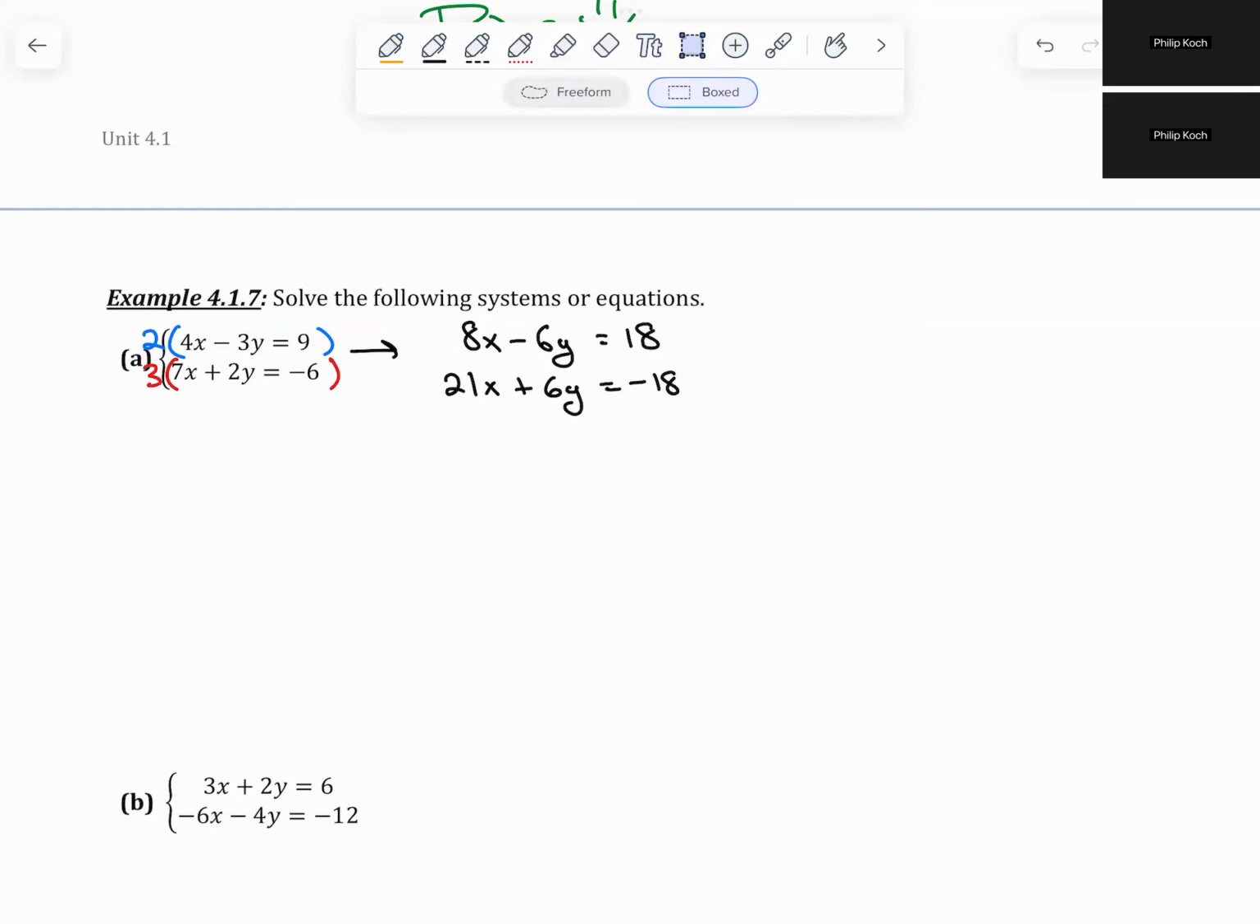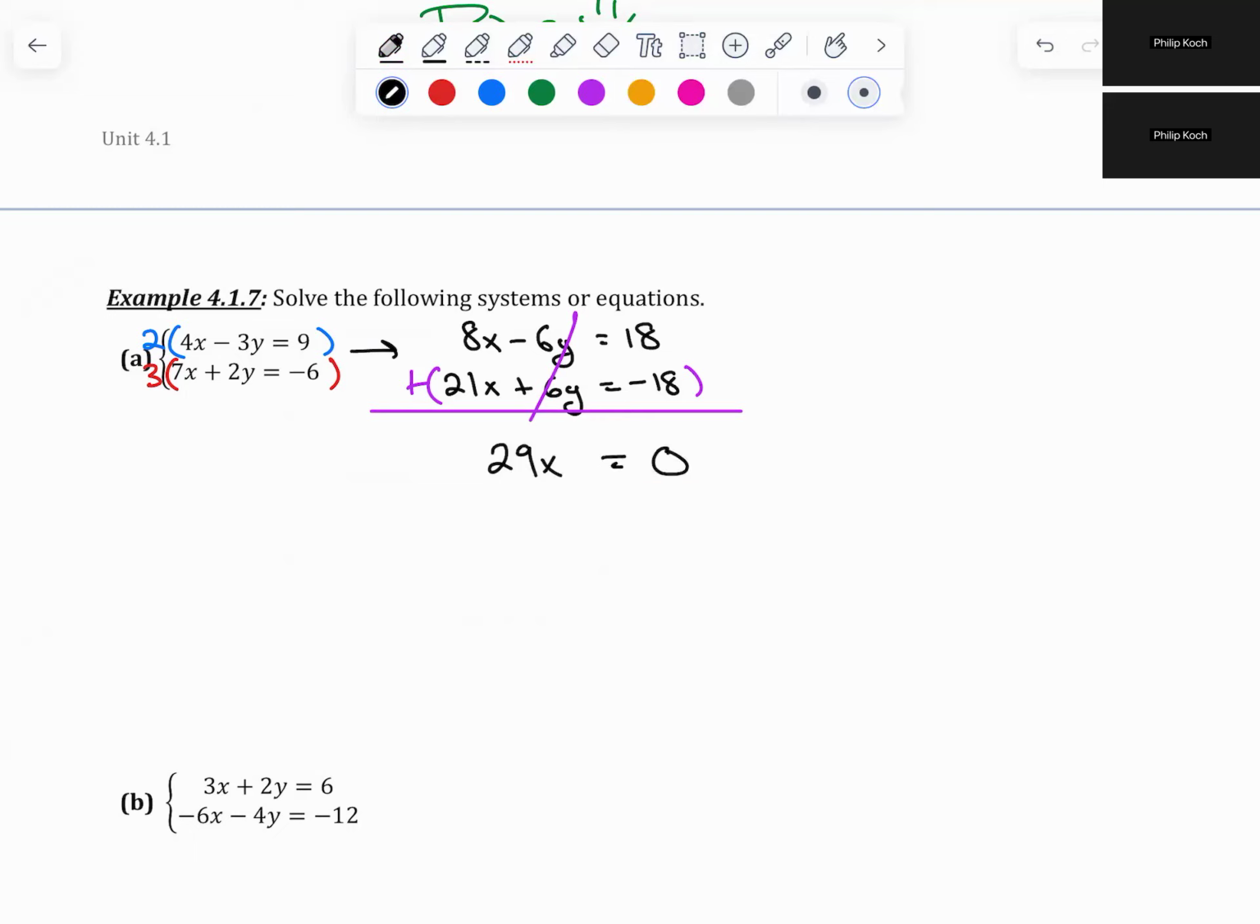Anyways, now what I'm going to do is add these two equations together. And the 6y's will cancel because it'll be negative 6y plus positive 6y. They cancel. And then 21x plus 8x, or 8x plus 21x, is 29x. And then 18 plus negative 18, that's 0, which means that x has to equal 0.